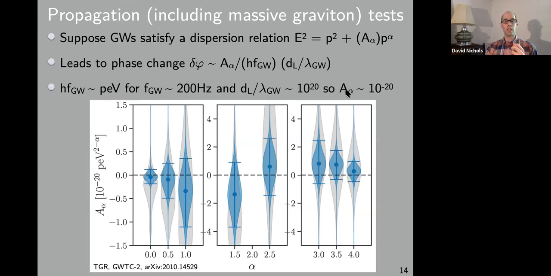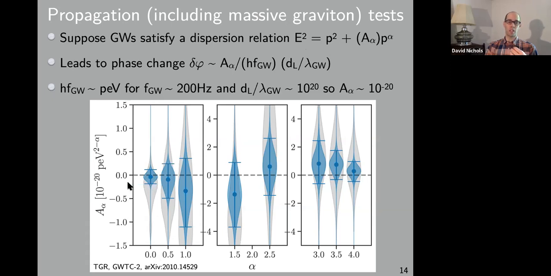So this effect can essentially constrain this parameter to be sort of on the order of 10 to the minus 20 in these somewhat awkward units of pico electron volts to the 2 minus alpha. So just to give sort of a concrete example, for alpha equals 0, this would be a dispersion relationship that's E squared equals P squared plus some constant. So one can think of this constant as the mass of the graviton squared in this case.